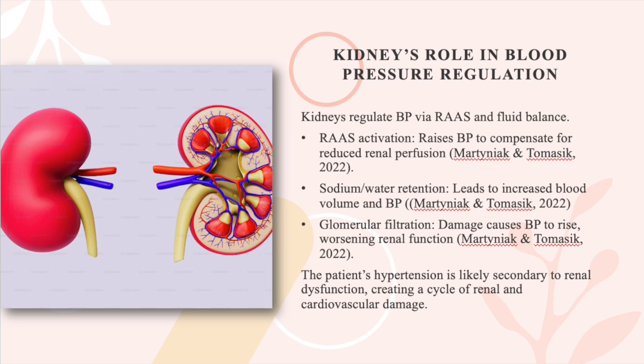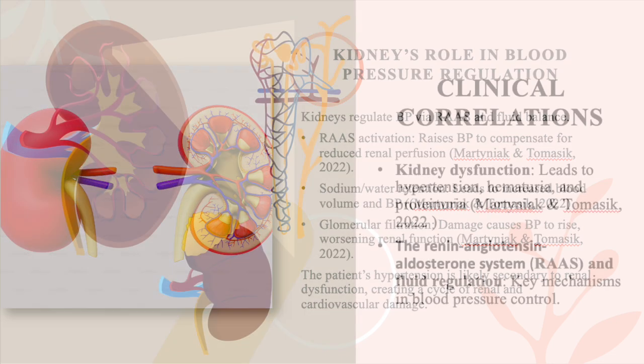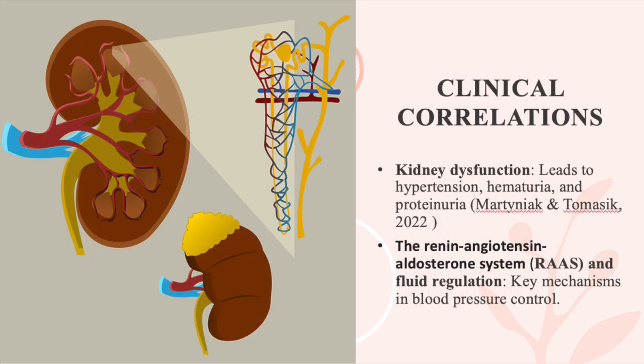Angiotensin 2 stimulates the release of aldosterone from the adrenal cortex, which promotes sodium retention, but again, angiotensin 2 itself then causes vasoconstriction. Now, when correlating this to renal dysfunction, ultimately, the renin-angiotensin-aldosterone system's activation is meant to raise blood pressure and promote sodium retention.